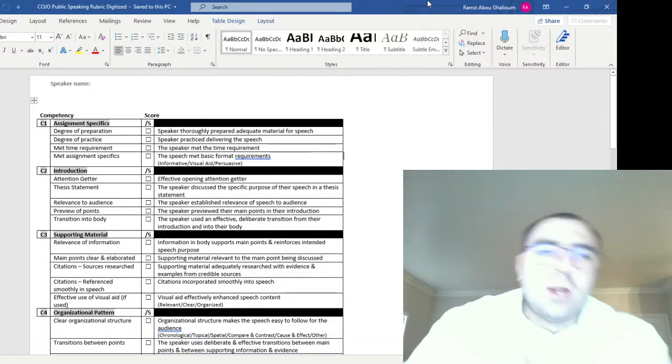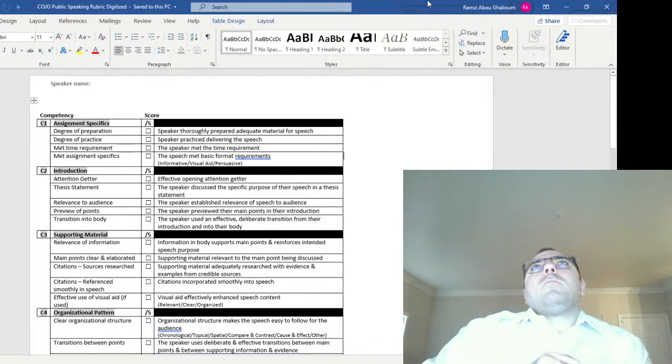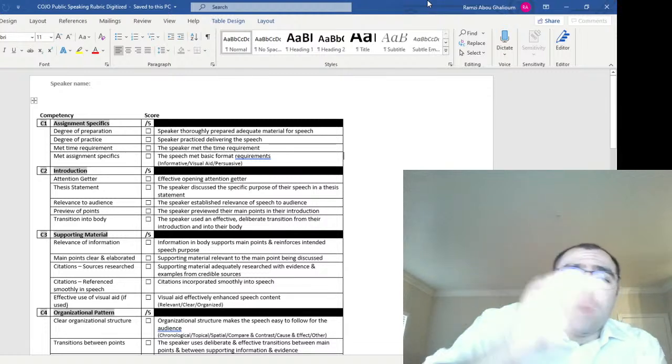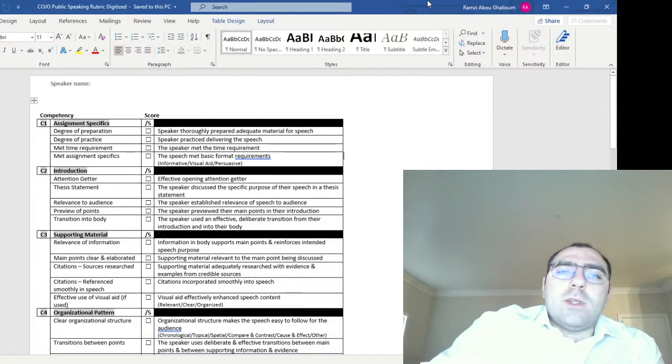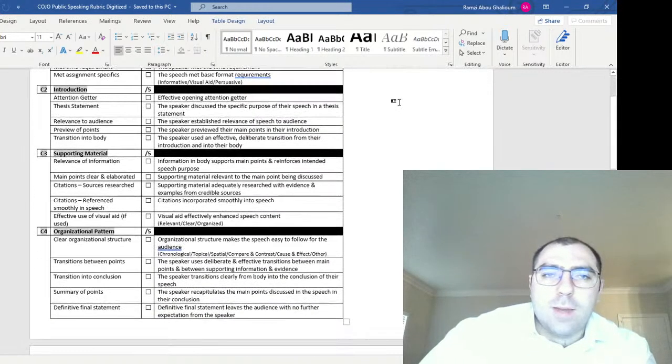Next is the introduction, and these next competencies 2, 3, and 4, those are going to be sort of about the meat and potatoes, the actual content of your speech. We're not going to delve too deeply into that until next week's lecture, but just to familiarize and acquaint you with the topic, we'll talk about it here for a little bit.